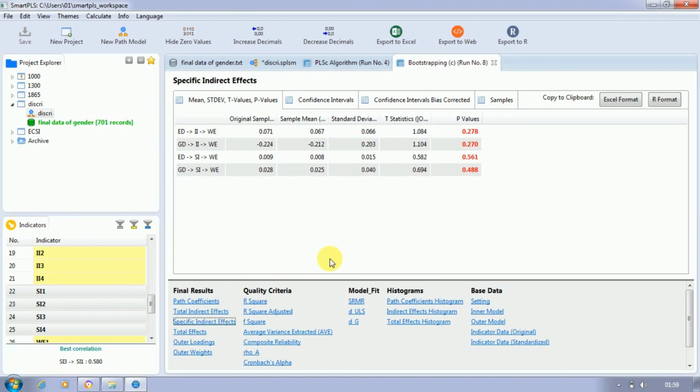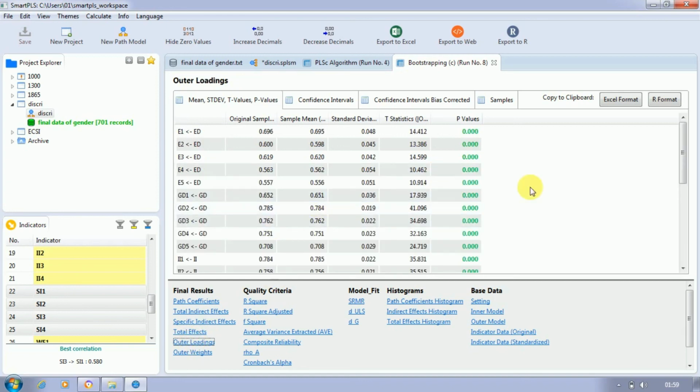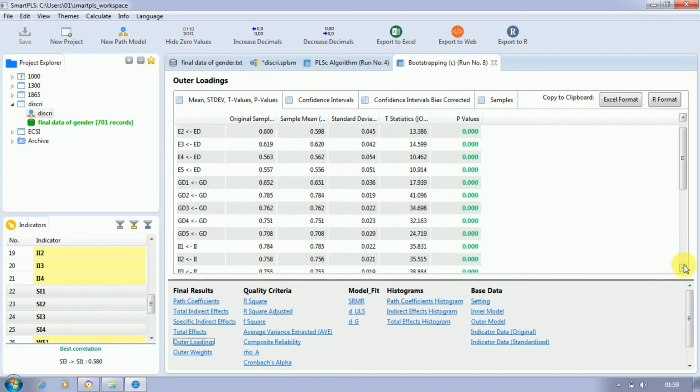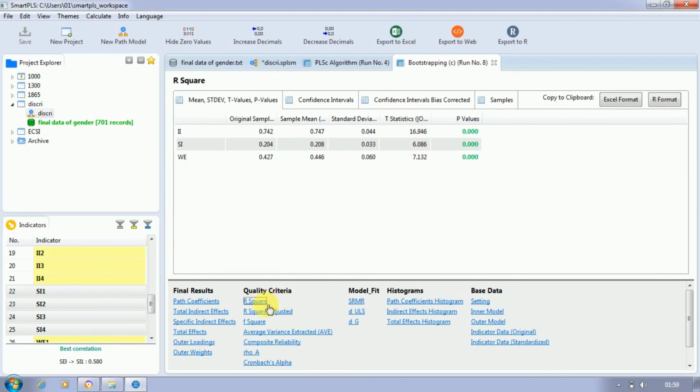Okay, you can check the outer loadings. As you remember, we had some issues with the outer loadings, but we can see here that all the outer loadings appear significant. It means we don't need to delete any indicator loadings. And you can check the R square value, whether it is significant also. R square adjusted if we have more than two independent variables. So all these appear significant.